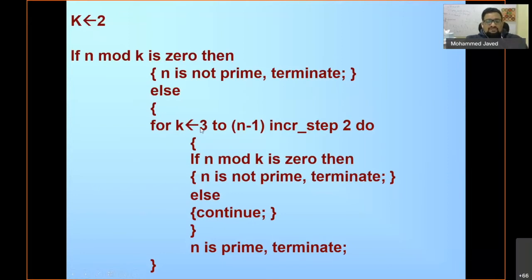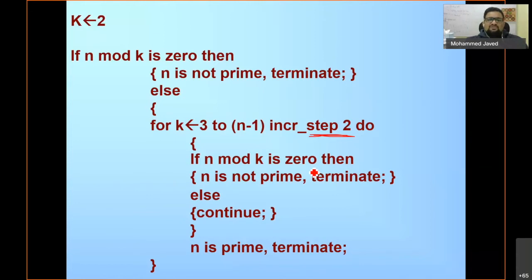So k starts from 3 to n minus 1, but the increment happens in steps of 2, right? That is very, very important here. So the algorithm remains the same, the only new thing is that I am making an increment not by 1, I am making an increment by 2. So that is how it is saving my time. So if n mod k is 0, then n is not a prime, terminate, else continue, n is prime and terminate. So now let us try to analyze the time complexity of this algorithm.